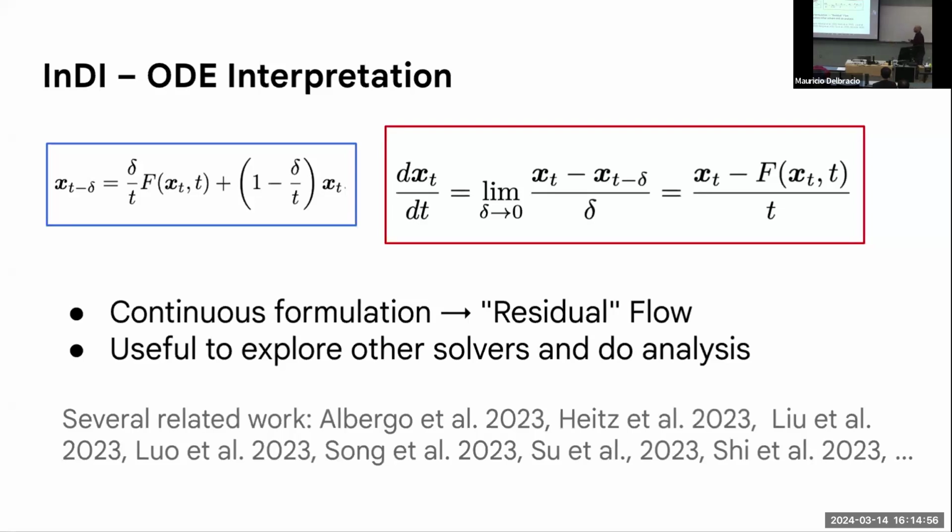This is useful for doing analysis, but also for exploring other solvers. If you solve this ODE using the Euler method, you get back to the original discretization. But you can use other solvers, and we have done that, and you accelerate even more. This is related to stochastic interpolants and other works that are out there, like rectified flows. There are a bunch of papers that appeared more or less simultaneously. The difference is that here we start from very basic principles, which is, let's try to avoid this regression to the mean. There is not really a probabilistic formulation.